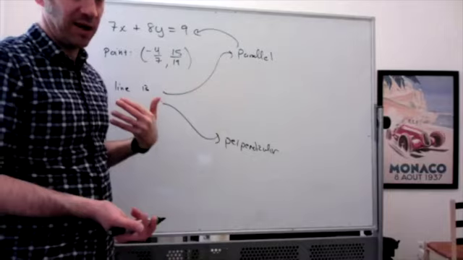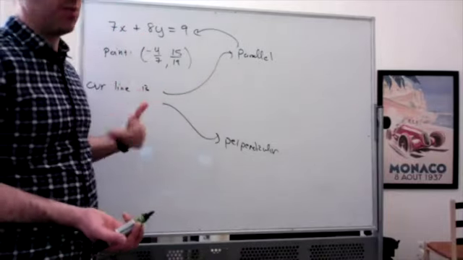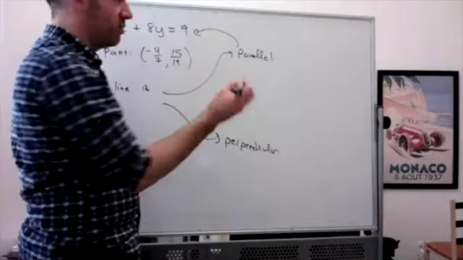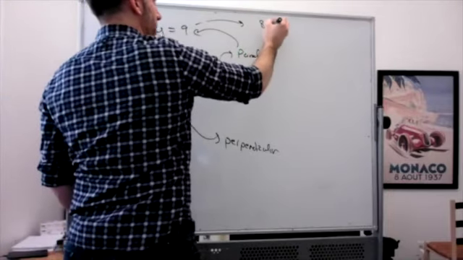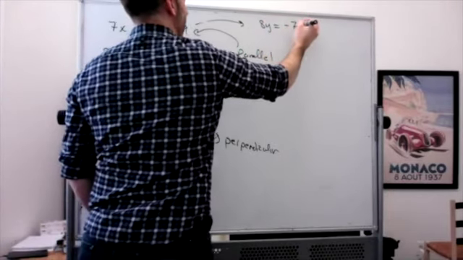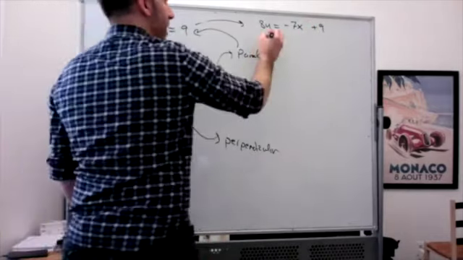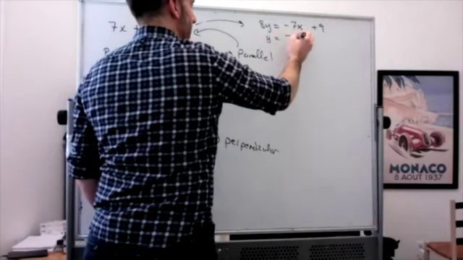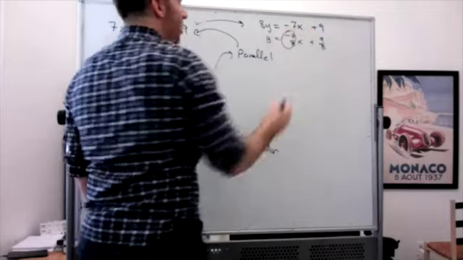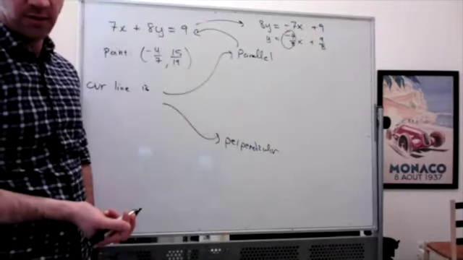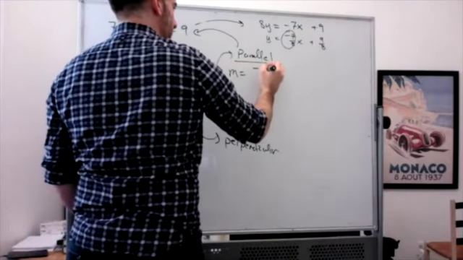In either case, we have to find the slope of this line, and to find the slope, we have to isolate y. The easiest way is to solve for y. So 8y equals negative 7x plus 9. Then dividing both sides by 8, I get y equal to negative 7/8 x plus 9/8. Then we can say that's the slope of that line. So for this line that's parallel, our slope is going to be negative 7/8.